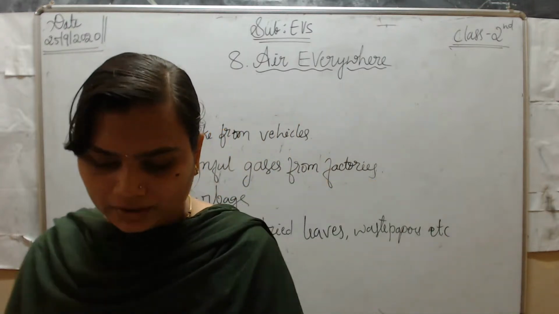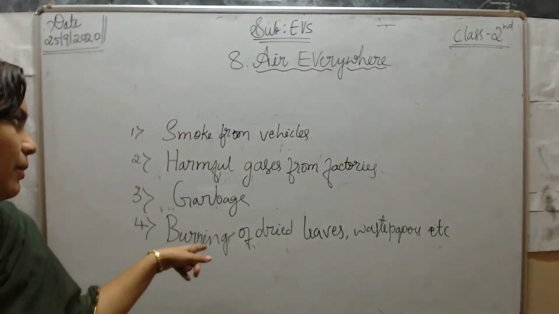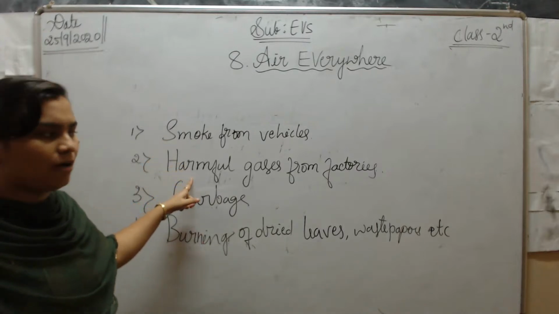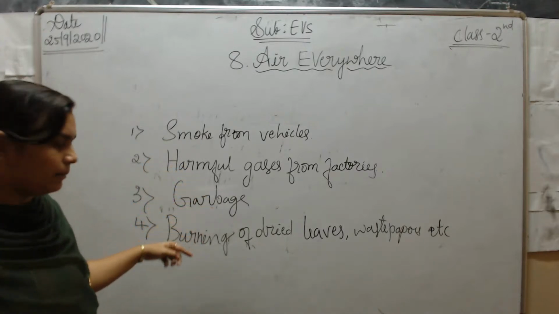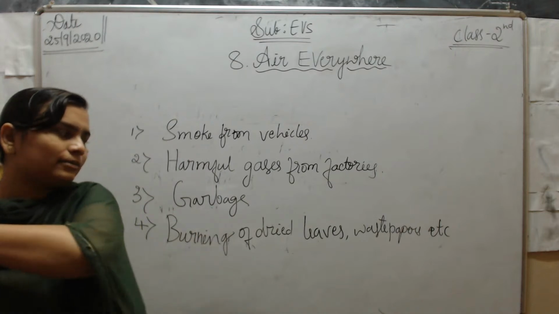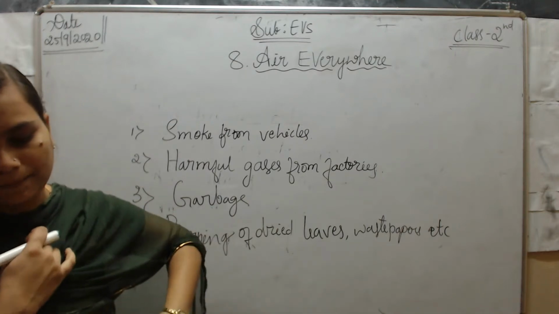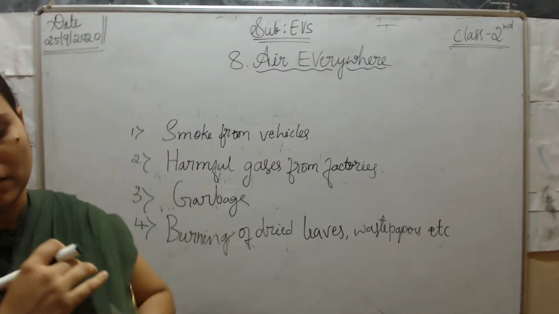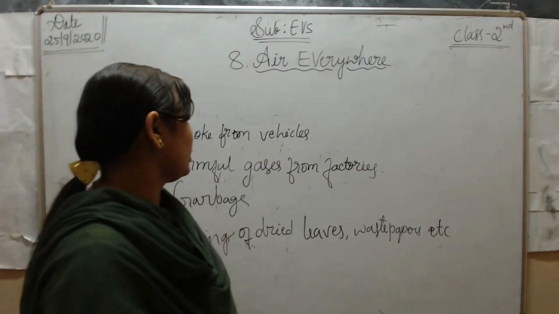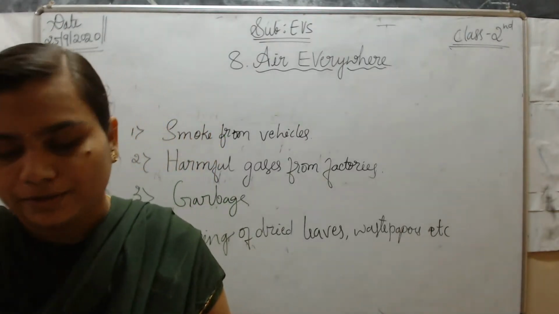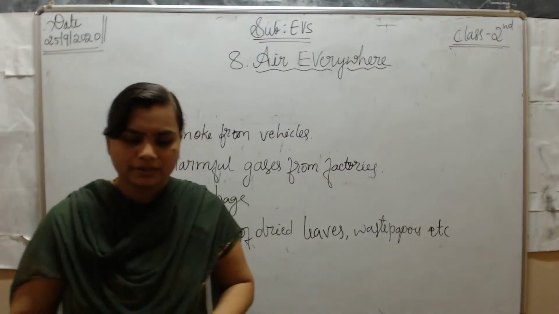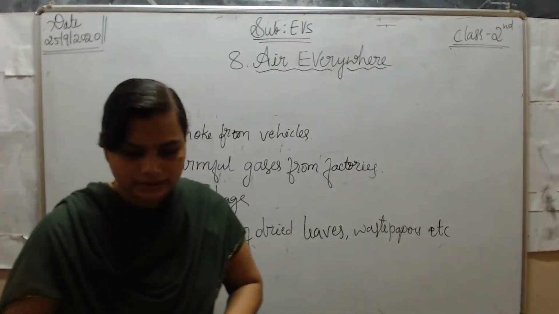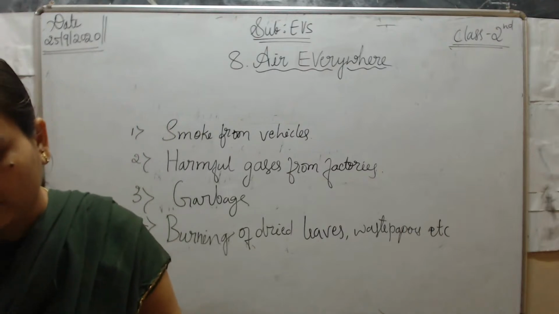Okay, students, these are the causes of air pollution: smoke from vehicles, harmful gases from factories, garbage, and burning of dried leaves, waste paper, etc. Remember these things and the activities given in your book.